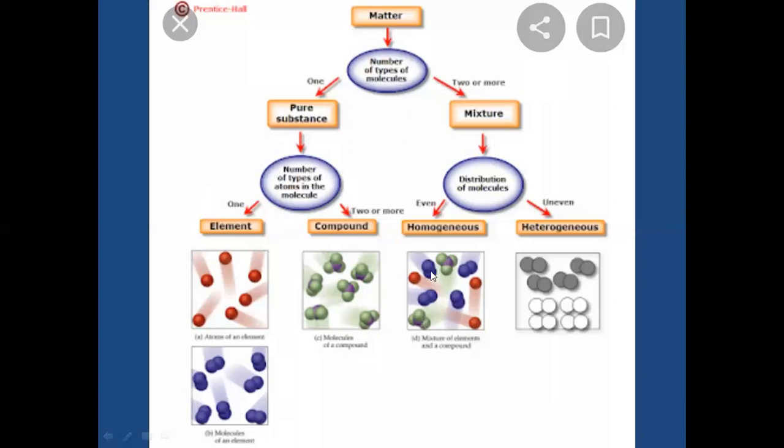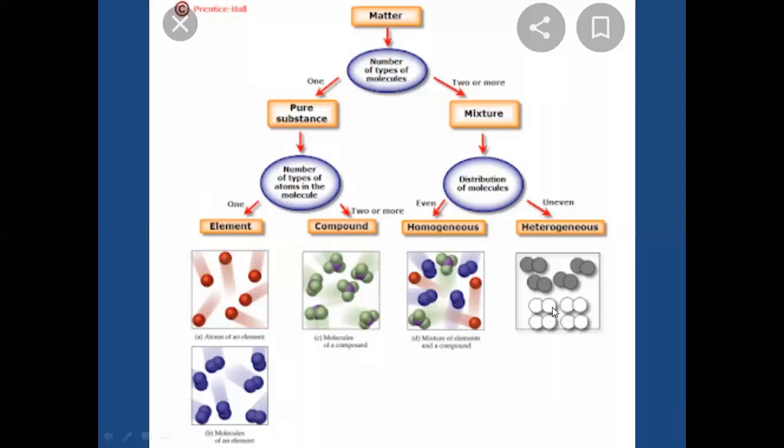Then we have purple balls, then we have red balls. Consider them as atoms and consider them as molecules. So we have these different types of molecules, but they are evenly distributed. In this corner, I have a red ball, a purple ball, and this green and purple ball. In this corner also, I have these balls. It means their distribution is even. They are distributed in all directions.